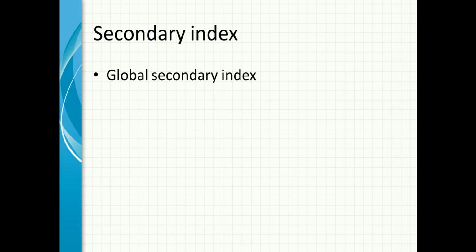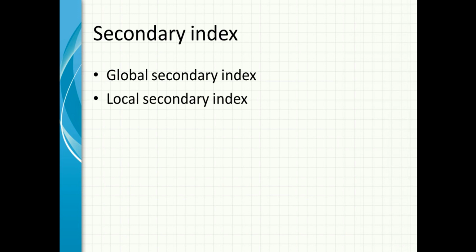Two types of secondary index can be created: the global secondary index and the local secondary index. When we create a secondary index with the same primary key, we define another sort key. We just change the sort key, and while accessing through the secondary index it acts as a composite key. The primary key will be the same and only the sort key is changed. That is called a local secondary index.